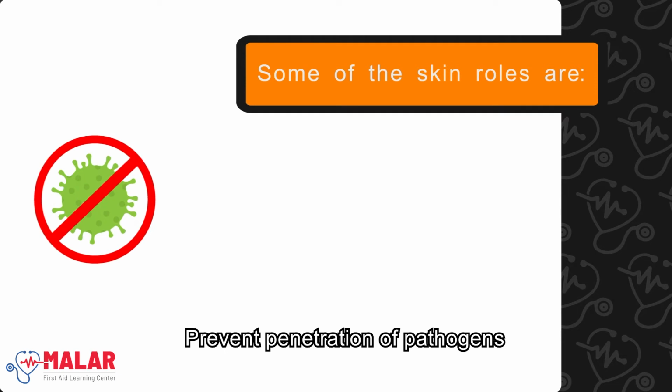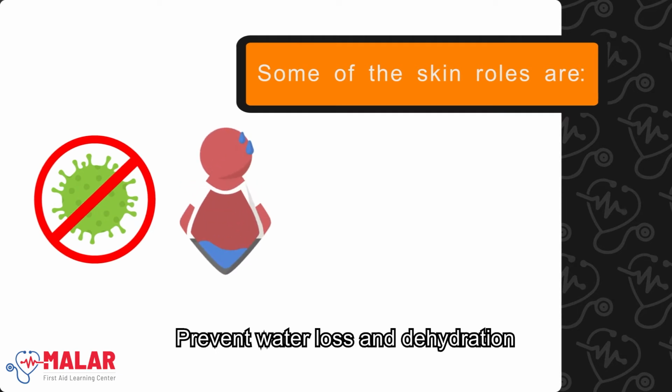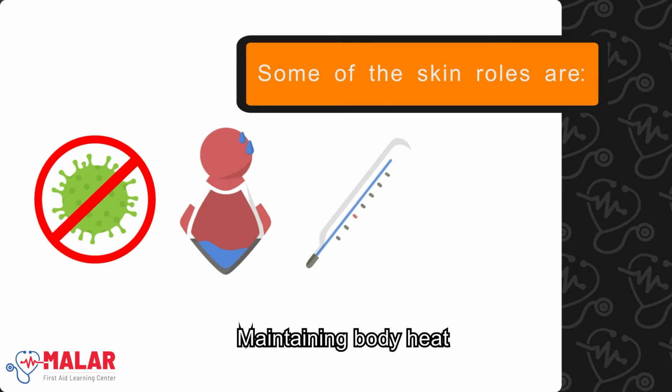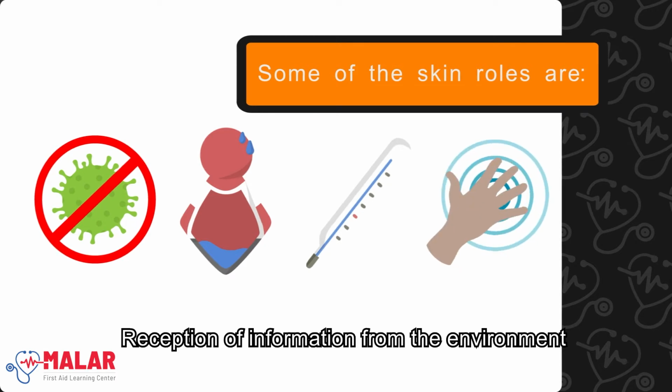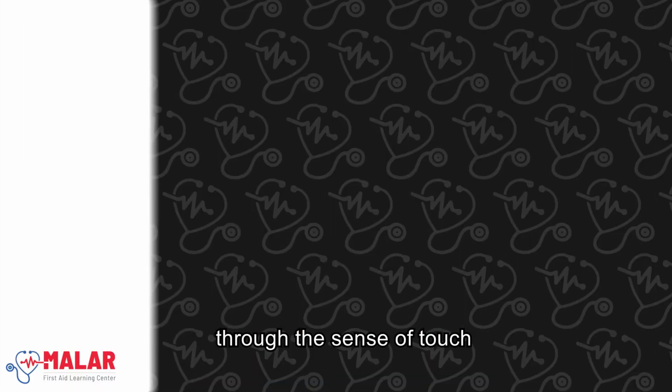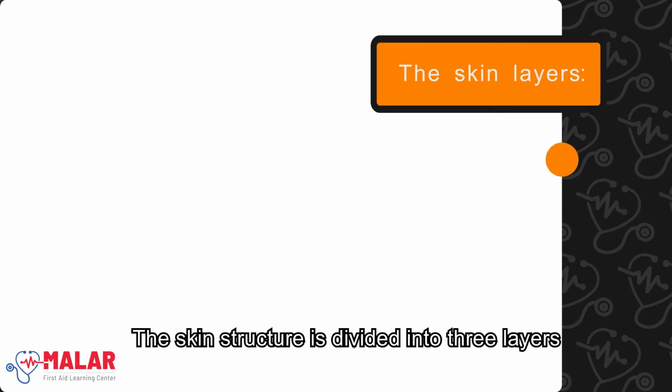Prevent penetration of pathogens. Prevent water loss and dehydration. Maintaining body heat. Reception of information from the environment through the sense of touch. The skin structure is divided into 3 layers.